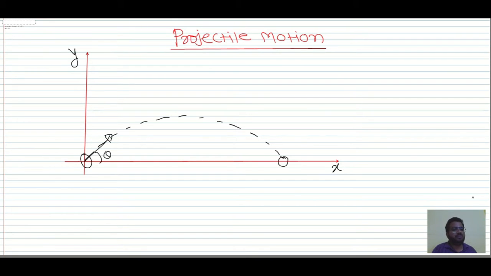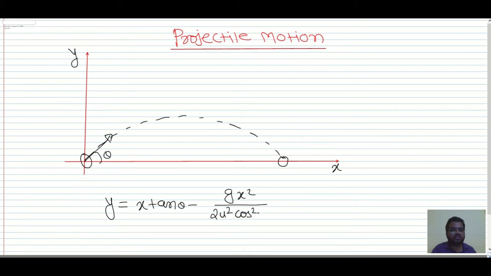That equation of trajectory you need to remember: y is equal to x tan theta minus gx squared divided by 2u squared cos squared theta. Okay, now this is the equation of trajectory we have. So what are the coordinates? How to calculate the coordinates now?